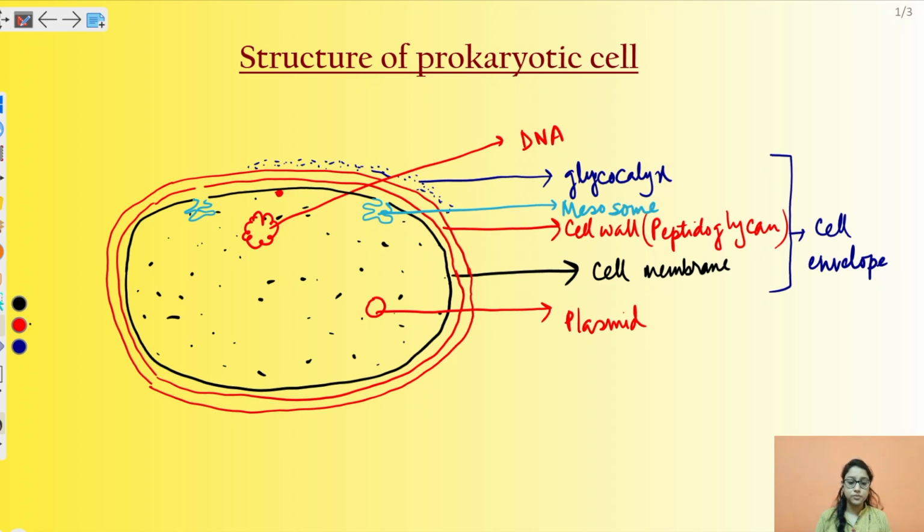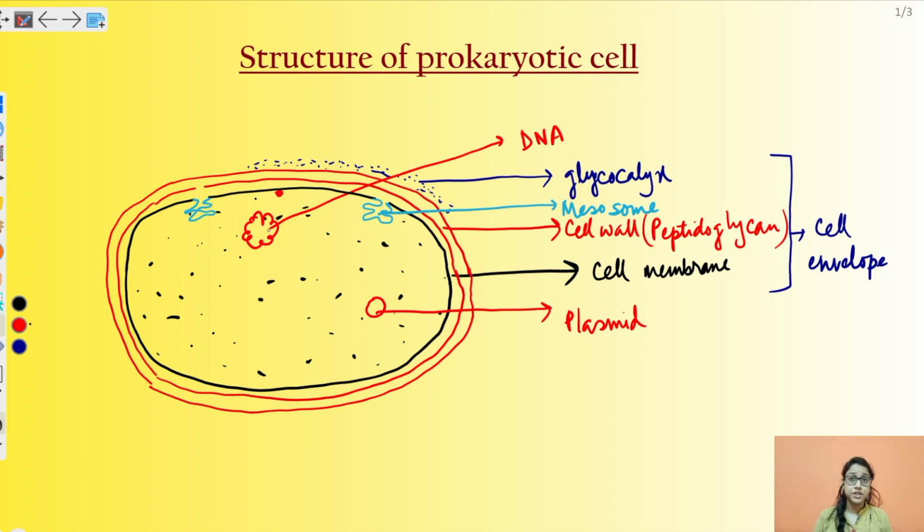In these mesosomes, we can find some respiratory enzymes which help the bacteria in the process of respiration, and these mesosomes also help the bacteria in the process of cell division. They help in the formation of the cell wall and in the DNA replication process, and they also contain respiratory enzymes which help in respiration.